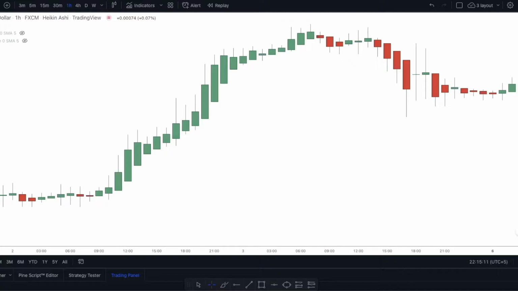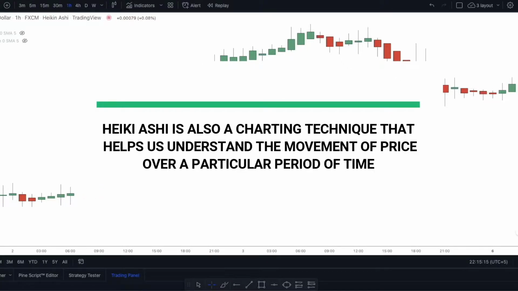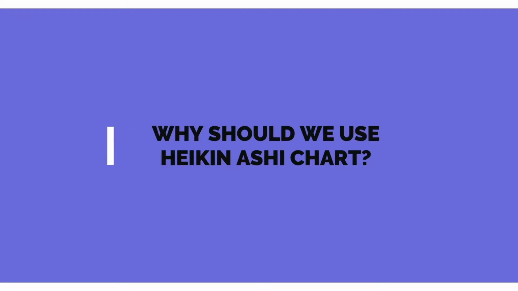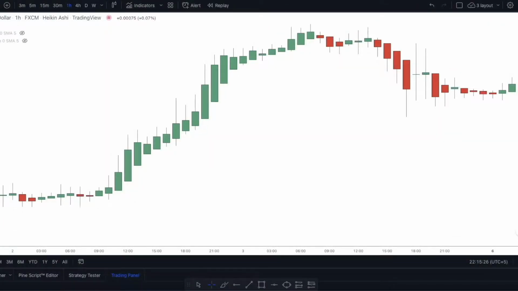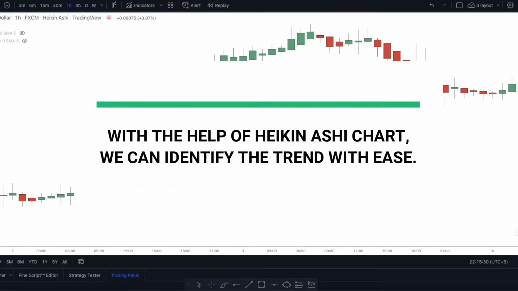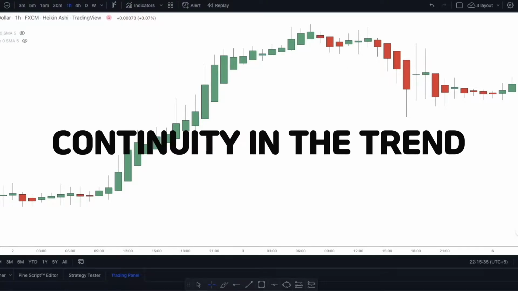Just like candlesticks, Heikin Ashi is also a charting technique that helps us understand the movement of price over a particular period of time. So why should we use Heikin Ashi charts instead of regular candlestick chart? The biggest advantage of using Heikin Ashi chart is that Heikin Ashi helps us in identifying the trend with ease. It's simply because of the continuity in Heikin Ashi that candlesticks chart simply cannot offer.